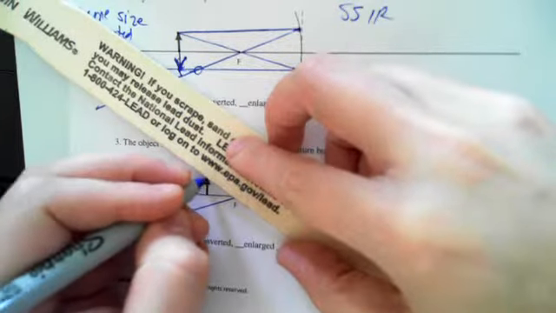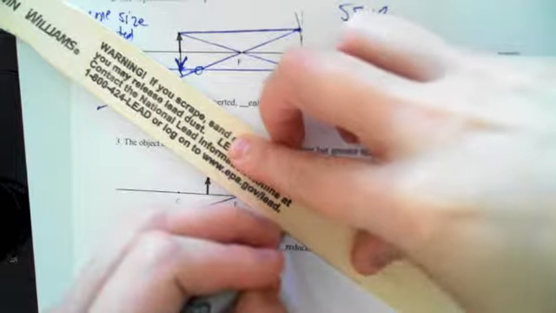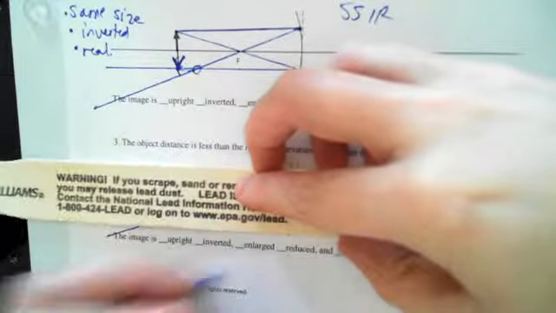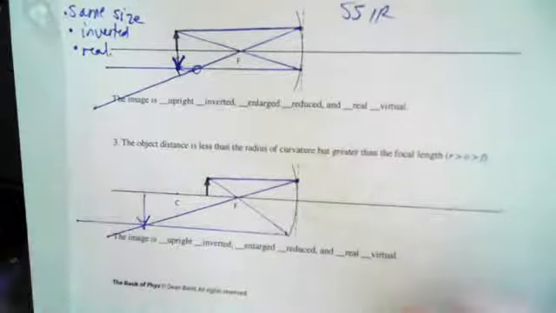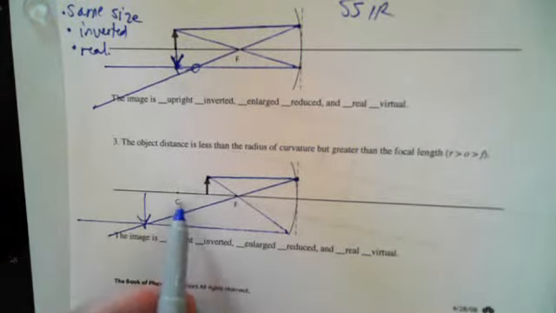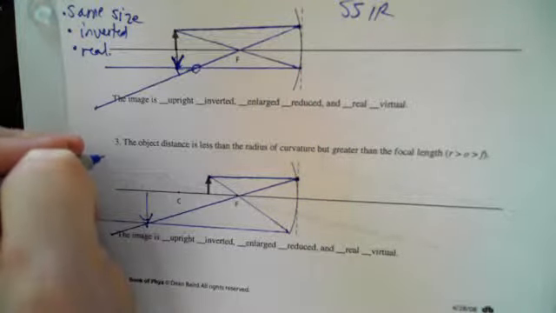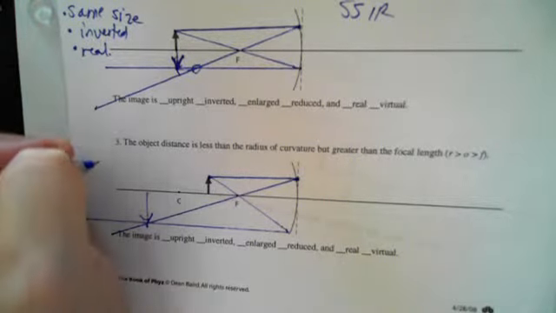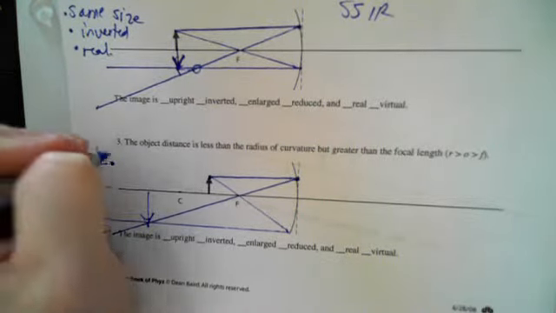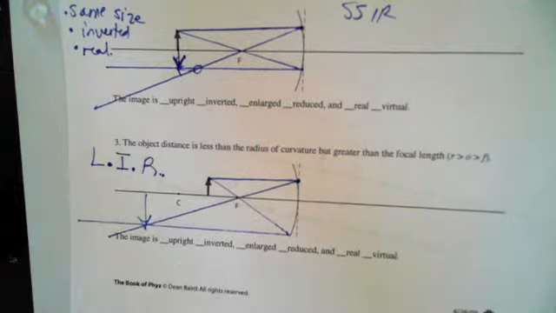Focus through the focal point. To parallel. Okay, so this image here, anytime the object is between the center of curvature and the focal point, the image is going to be LUR. Remember Sir Lur Love? LUR: larger, inverted, and real. Sir Lur Love. Alright, larger, inverted, and real.